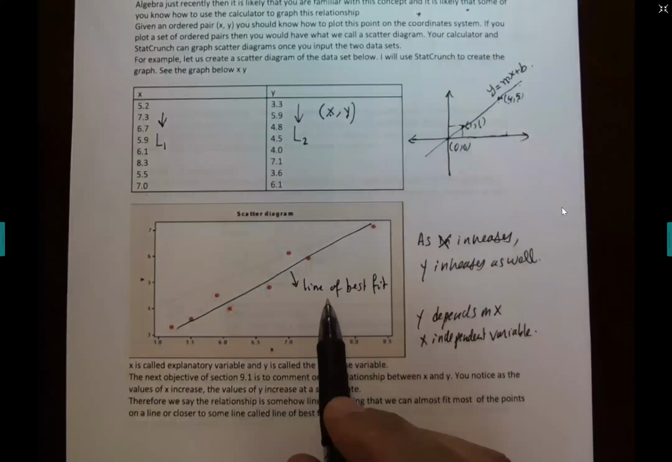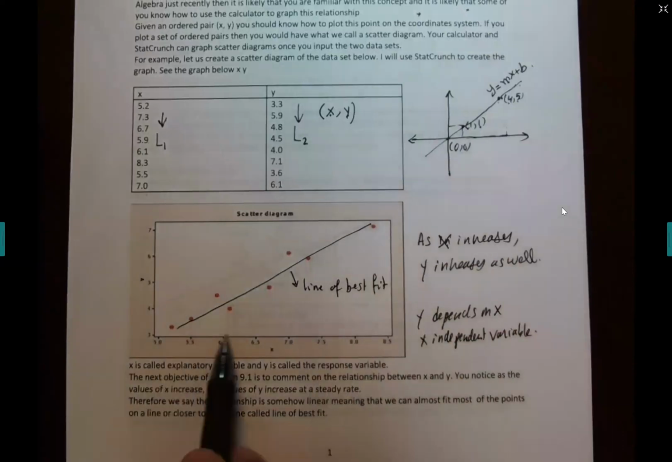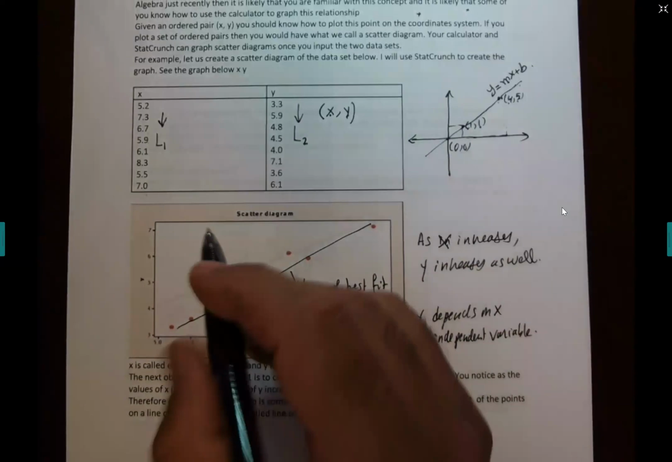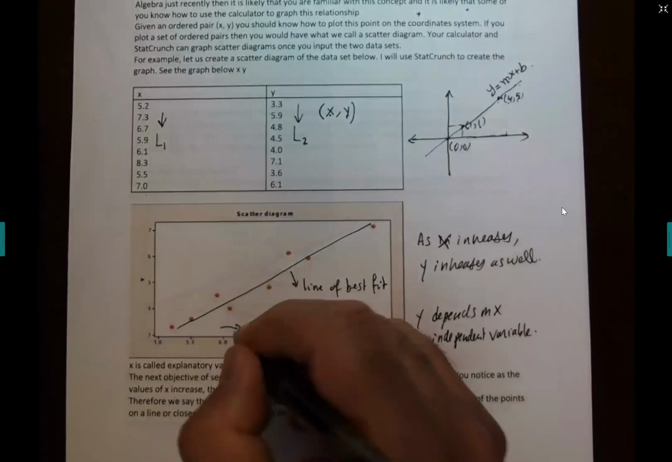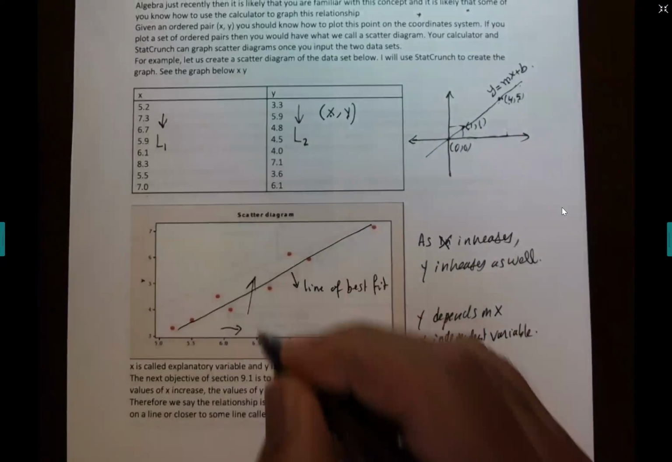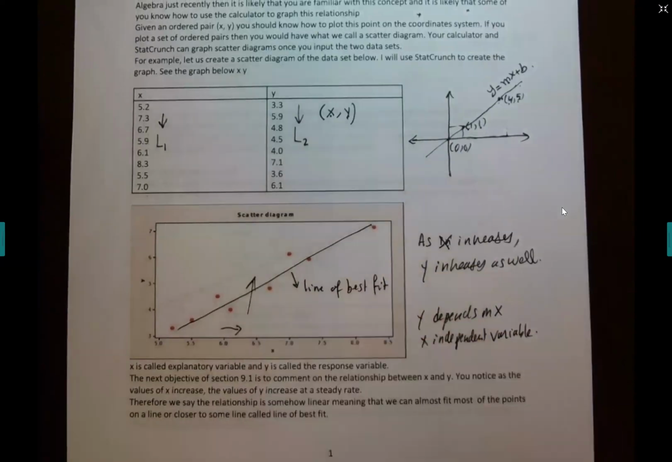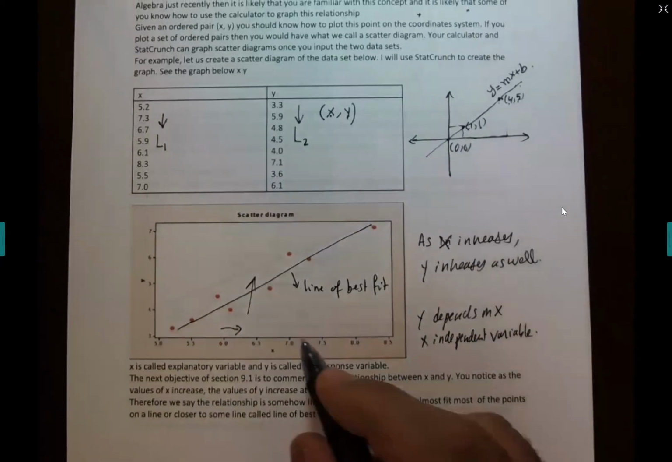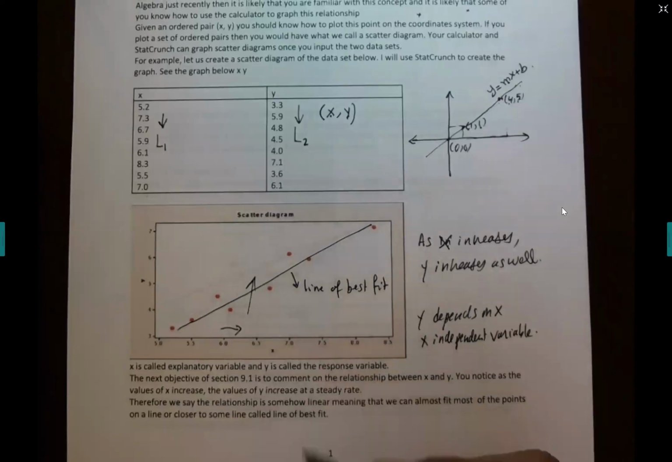But you notice here, as x increases, goes to the right, what happens to the y? It goes up. So as x goes this way, as you notice, this is going up, this goes up. So there is a relationship here. And we say the relationship is positive here. What do you mean by positive? As x increases, y increases as well. But let me give you an example where the relationship is negative.